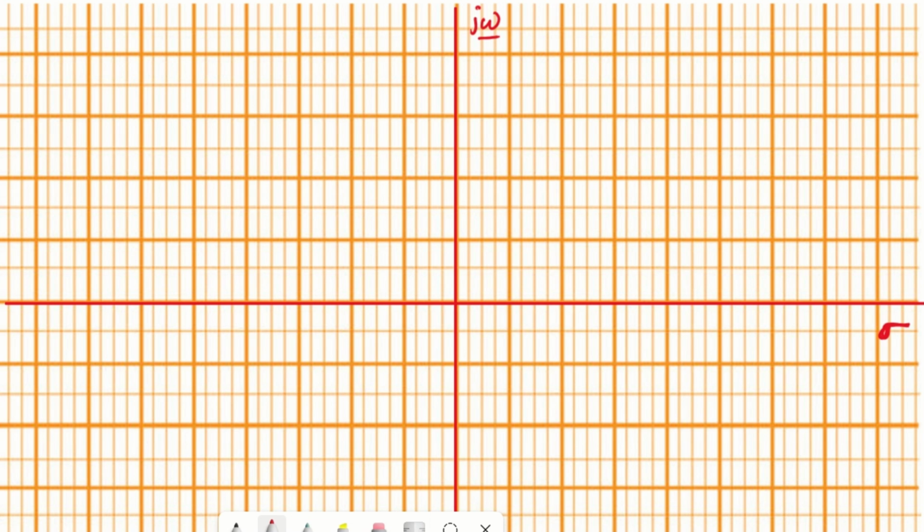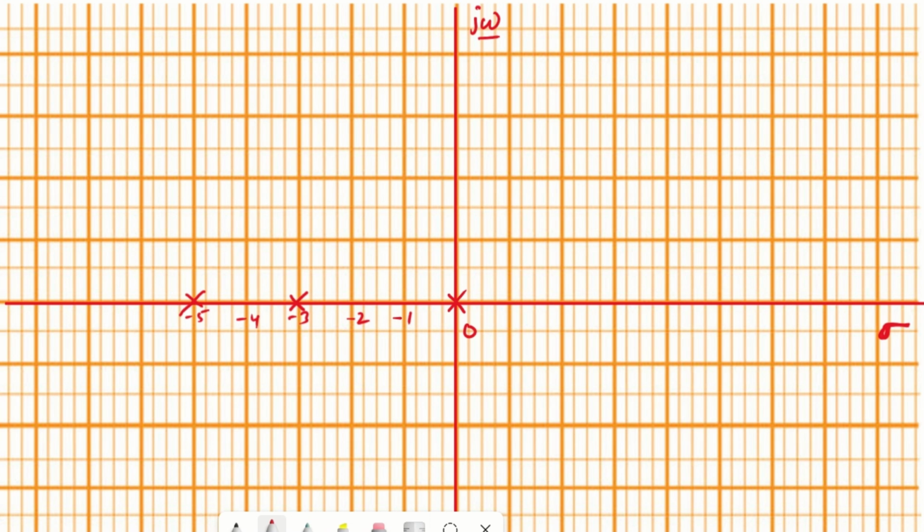So in our problem, we have three poles. Here we have s = 0, the first pole, and we have one pole at s = -3. Suppose this is -1, this is -2, -3, -4, and -5. So we also have a pole at -5. So this is the pole-zero diagram of this root locus.